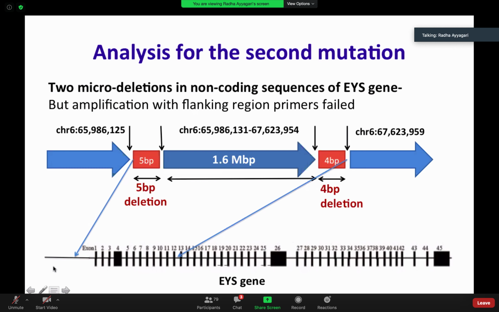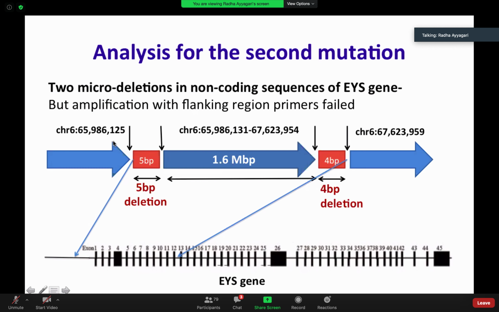So one deletion is in the 5' untranslated region of this gene EYS, and the other one is in intron 12 of EYS. So once again, it's hard to interpret. We do not know what is the impact of these microdeletions in the untranslated regions and whether they have any impact or not, or are associated with the disease or not.